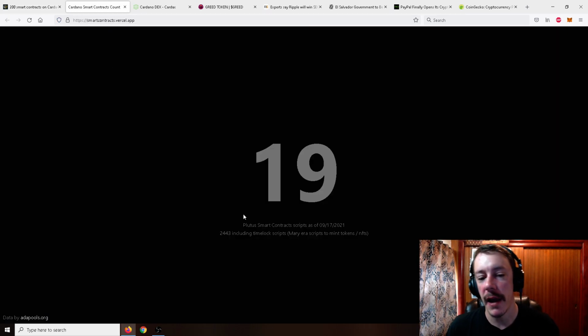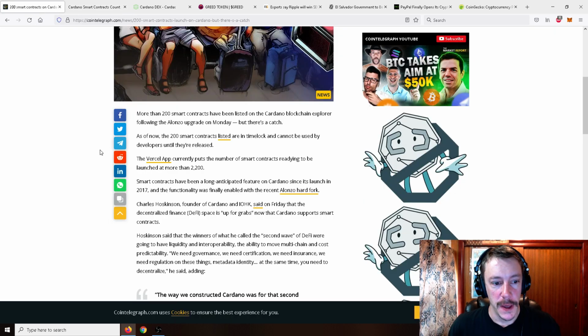The Plutus smart contracts are probably what the end user is actually going to interact with. Whereas it says down here, 2,443, including time lock scripts, Mary era scripts to mint tokens and NFTs, which was a while ago. So it's likely that it's not really actually over 2,000 smart contracts that are going to be immediately launched on Cardano. It's more likely going to be around this number, what you're actually going to interact with.